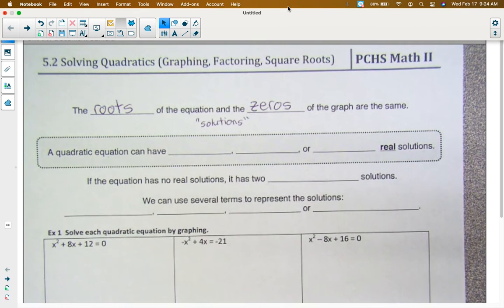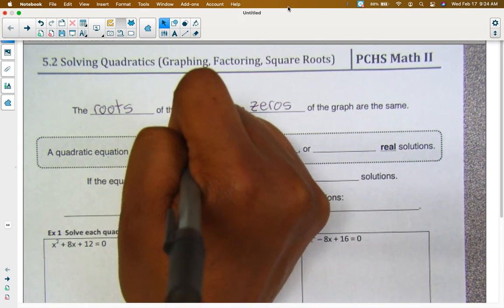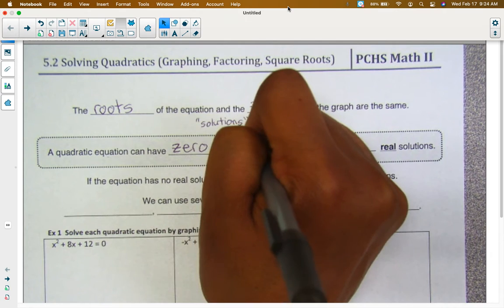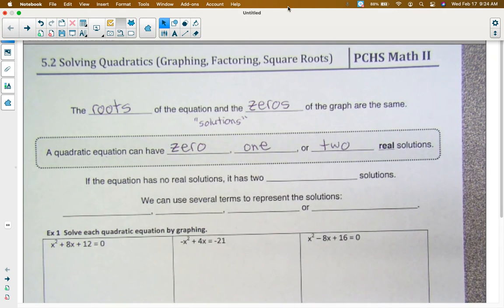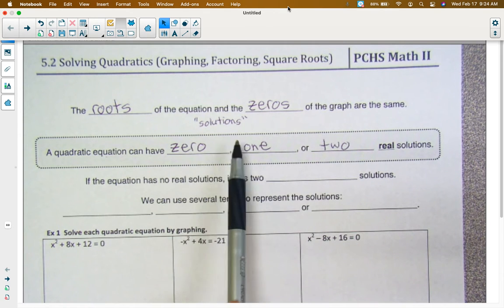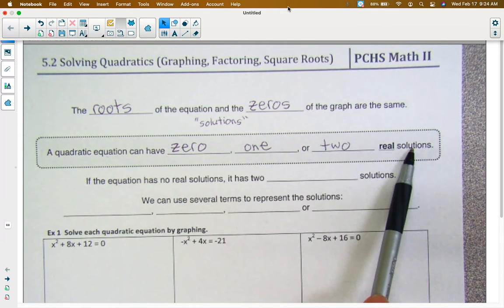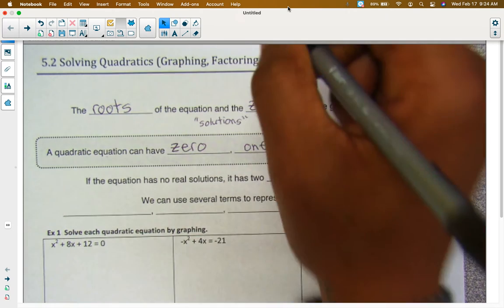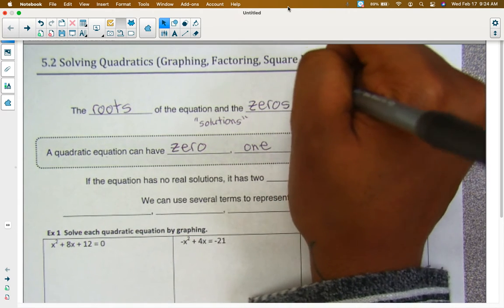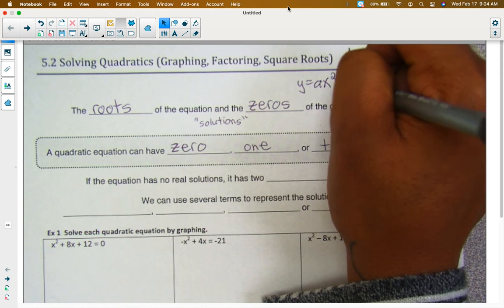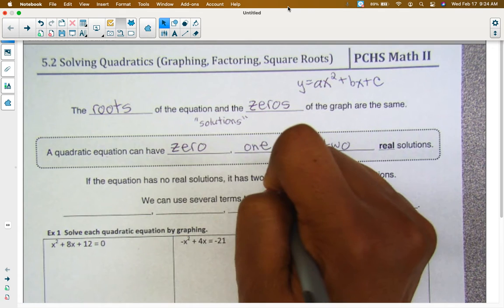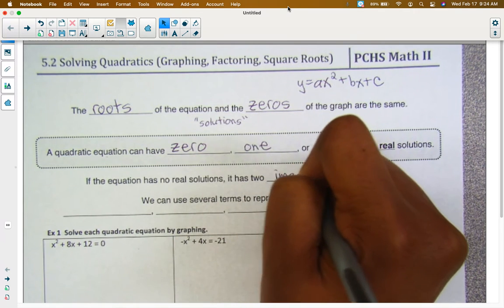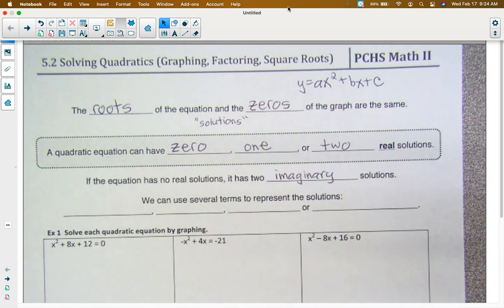So a quadratic equation can have 0, 1, or 2 real solutions. These are the options for a quadratic. And keep in mind, as a reminder, a quadratic has to have something that's x squared in it. If it has no real zeros, it has 2 imaginary solutions.